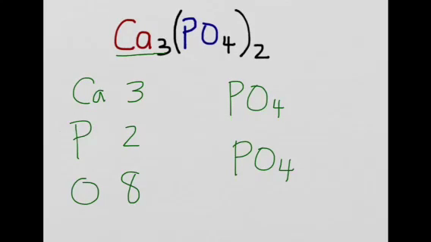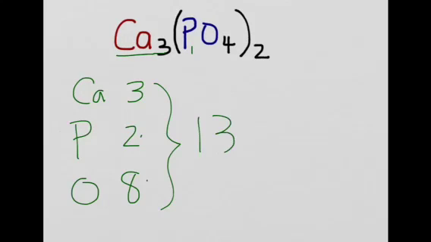Notice that's just the same as using the distributive principle to apply the subscript outside the parentheses to the atoms that are inside. 2 times 1, there's an understood 1 here, 2 times 1 is 2, 2 times 4 is 8, which means that there is a total of 13 atoms that make up 1 molecule of calcium phosphate.